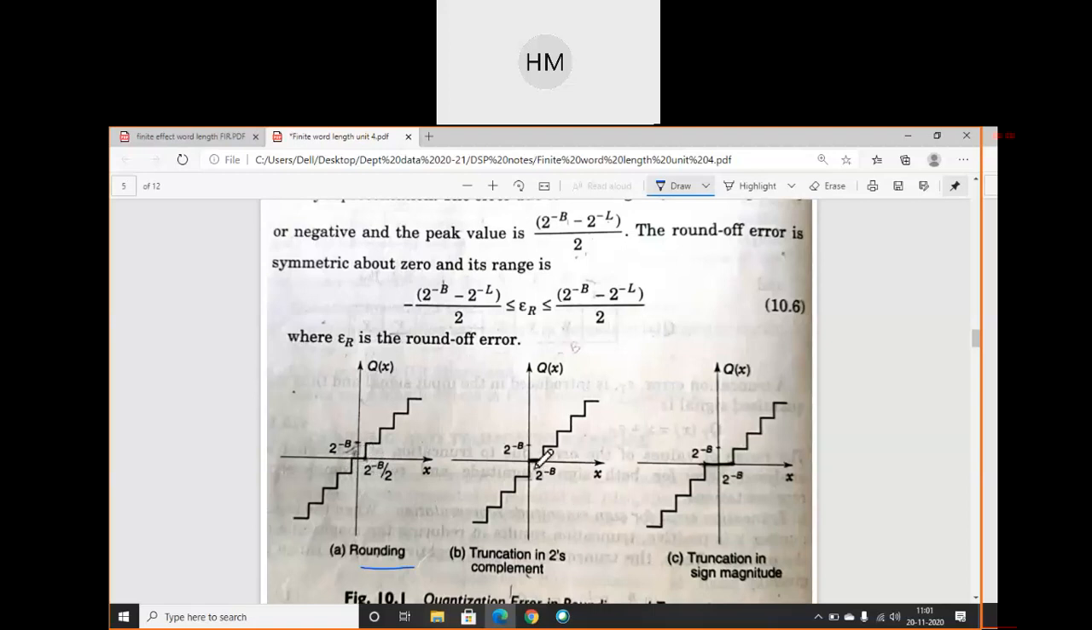Truncation in 2's complement, the number starts only from your positive x-axis. This you can see this is symmetric about both and this is unsymmetric. If x is starting from 0, so q of x will be 0 only and it will move towards positive x-axis. यहाँ पे equal नहीं है, उसके बाद वो सीधा नीचे जाएगा, तुम्हारा quantization error negative. Okay, sign magnitude form में again equal but the range has changed to 2 to the power minus b to 2 to the power minus b plus b, sorry.